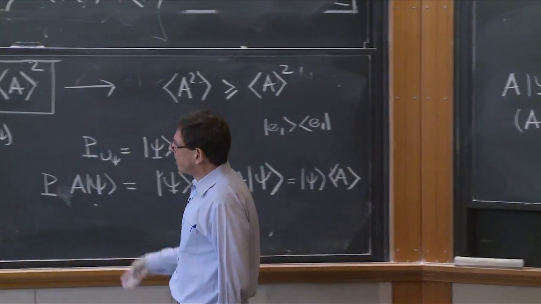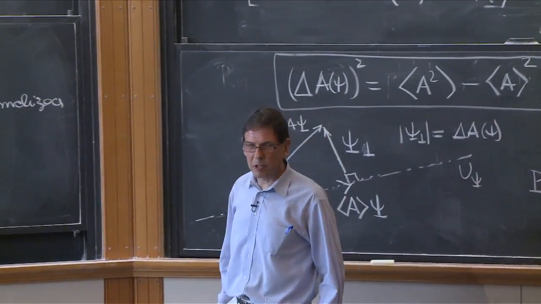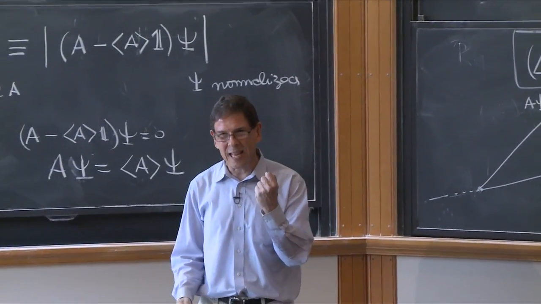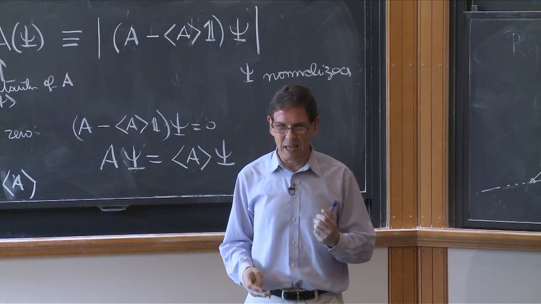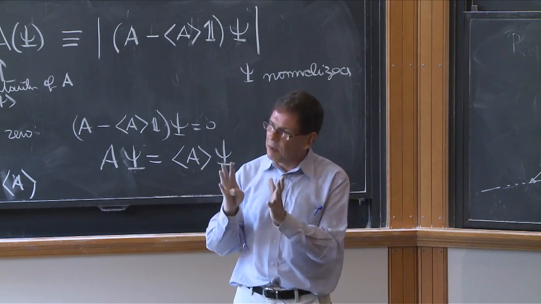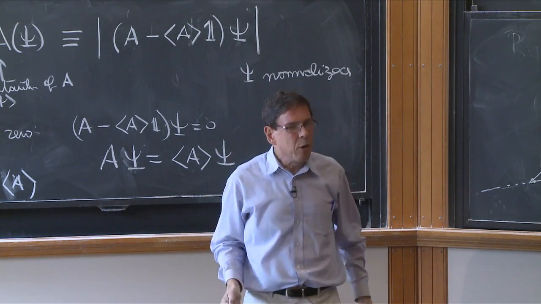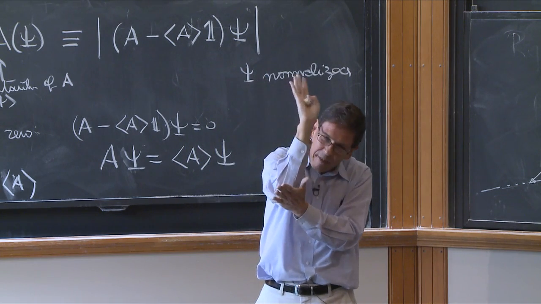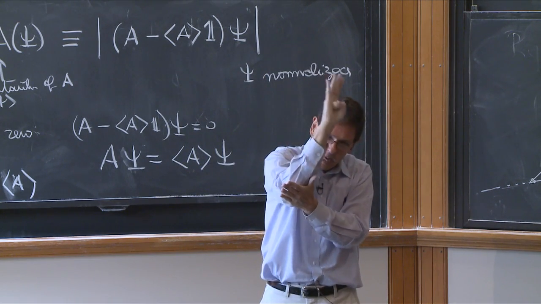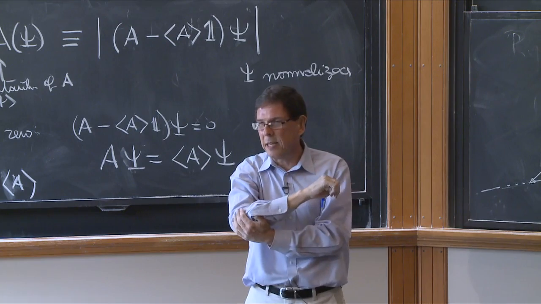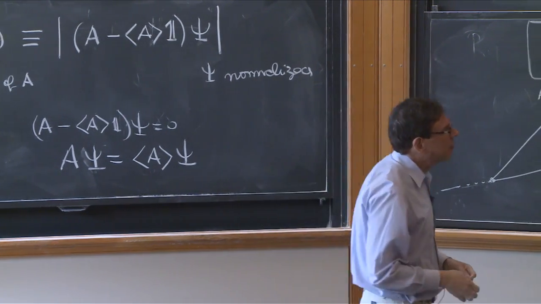So our ideas of projectors and orthogonal projectors allow you to understand better what the uncertainty is, more pictorially. You have a picture of vectors and orthogonal projections, and if you want to make the uncertainty 0, you have to push the A psi into psi. You have to be an eigenstate, and you're there.